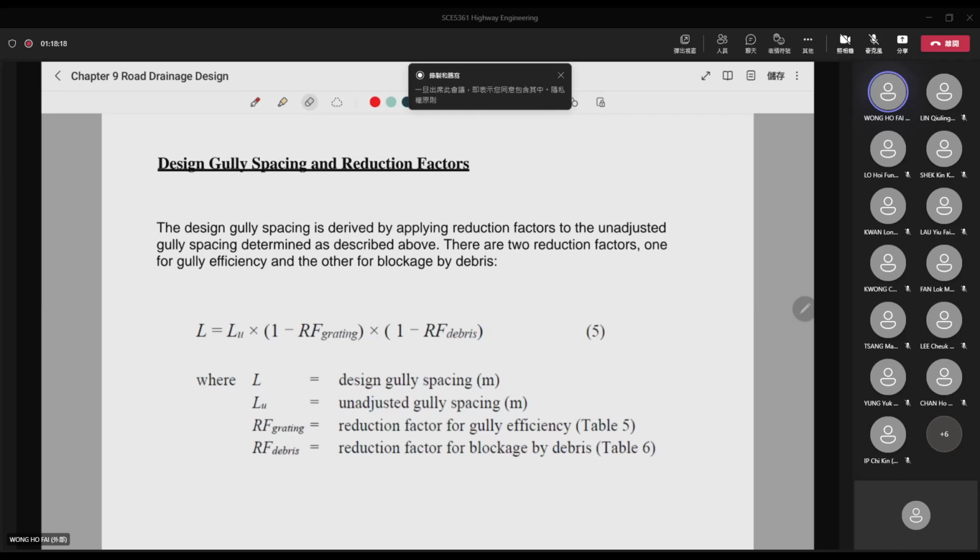So, LU is the unadjusted spacing. Then we need to have 1 minus RF rating, and 1 minus RF depth for consideration. But for the grating one, it depends on the pattern of the grating.